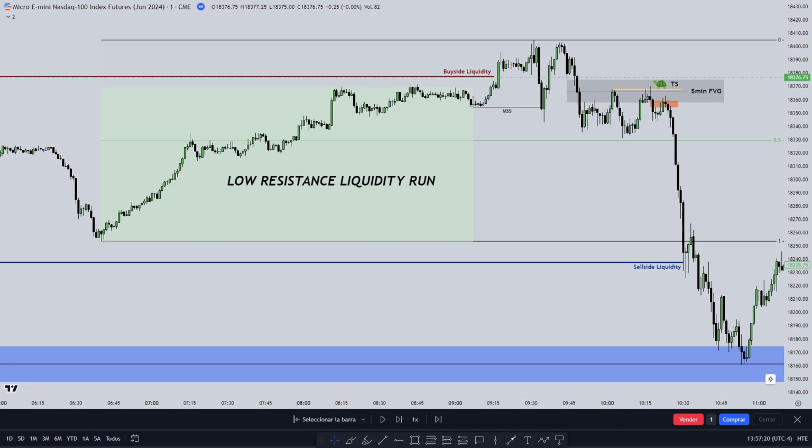Well, if you take a look at the move higher to the buy-side liquidity pool, it was a steady move, without many lows or highs. These kinds of moves are low-resistance liquidity runs, and when they get attacked, price will melt through them as if it was a hot knife through butter. That is why you should be trading against low-resistance liquidity run moves in order to avoid choppiness and retracements in your trades.